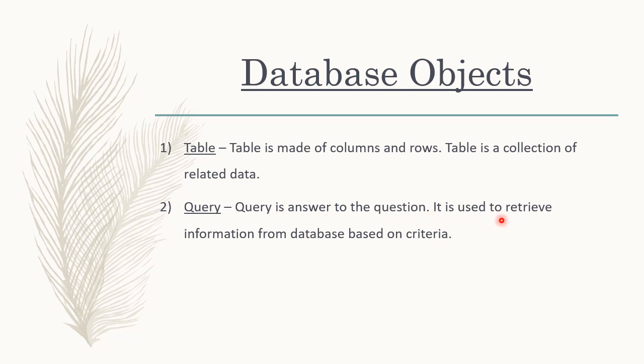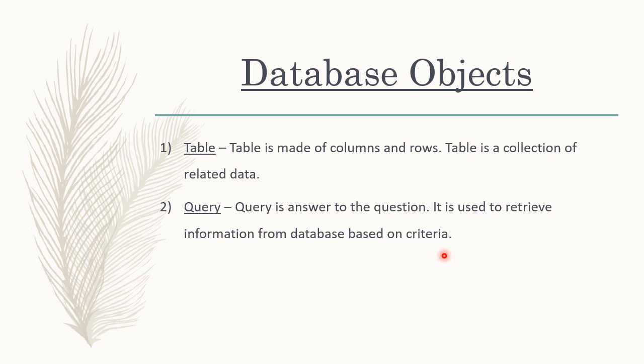Okay, so it is used to retrieve information from database based on criteria. Now what is the meaning of this line? Retrieve information. Retrieve information means what? To get the information. Where are we going to get the information from? From the database. Okay, then based on criteria. Based on criteria means suppose you are giving any condition.